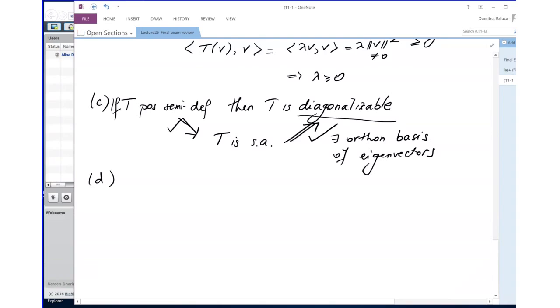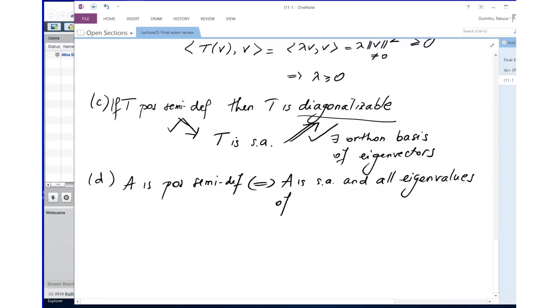D. Give an example of a non-trivial positive semi-definite matrix. By non-trivial, I mean not the zero matrix or the identity matrix. So you need a matrix that is self-adjoint, right? And at the same time, you need all the eigenvalues to be non-negative. That's what describes being positive semi-definite. And that, I think, we proved in class.